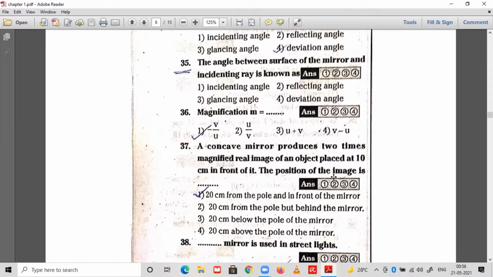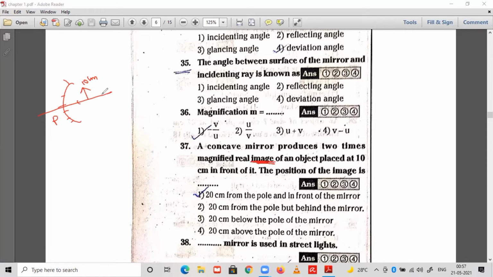The question is asking what is the position of the image. Look here, a concave mirror is there, with pole, focus, and center of curvature, and it produces a 2 times magnified image when the object is placed 10 centimeters from the mirror pole. Magnified real image, he told.